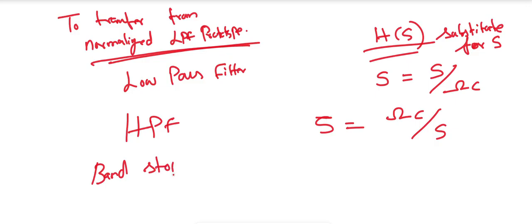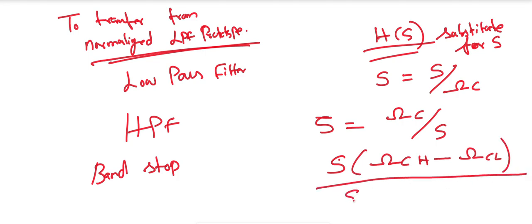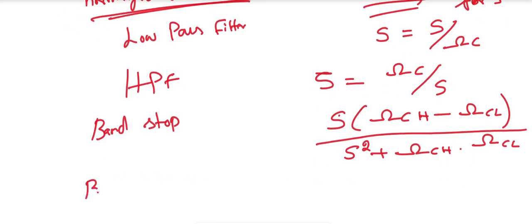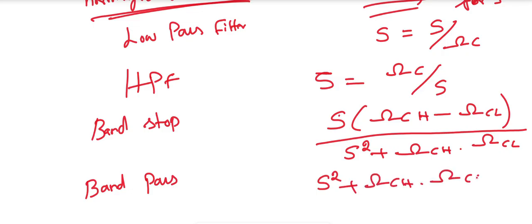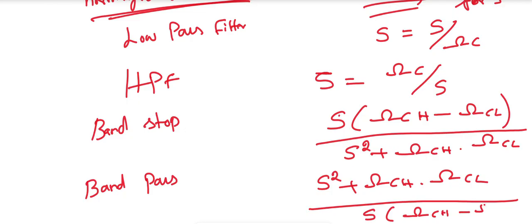For a band stop filter, put S is equal to S into omega CH minus omega CL, divided by S squared plus omega CH into omega CL. If it is a band pass filter, put S is equal to S squared plus omega CH into omega CL, divided by S into omega CH minus omega CL.